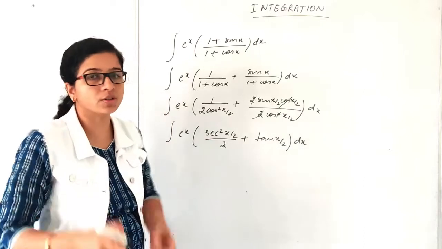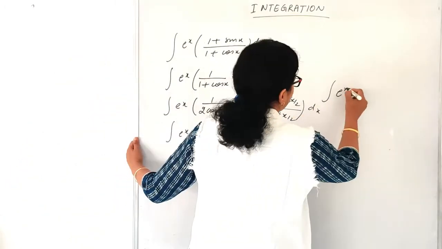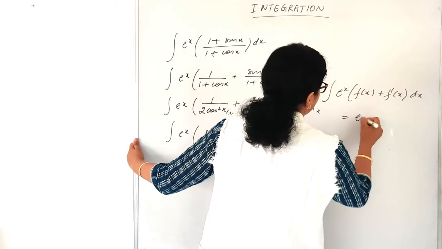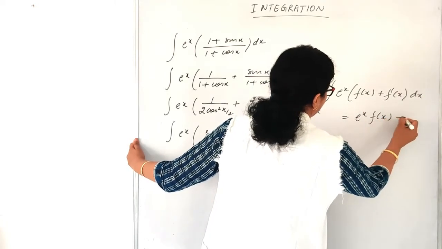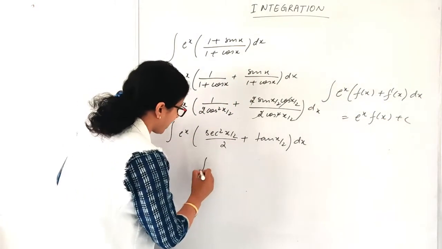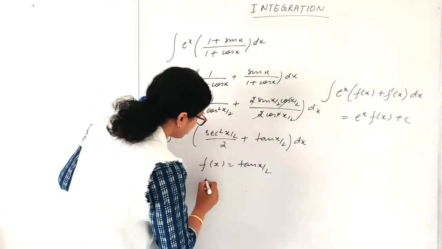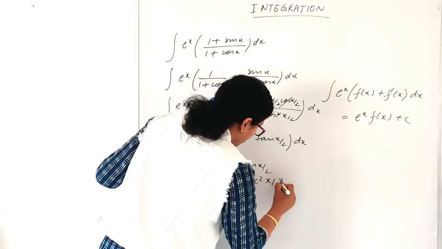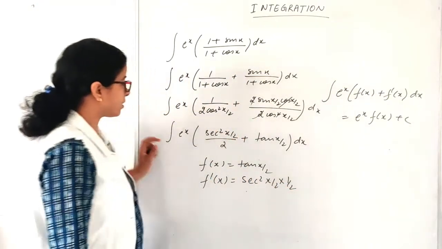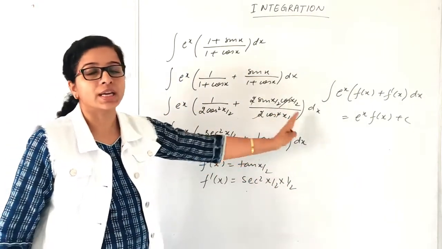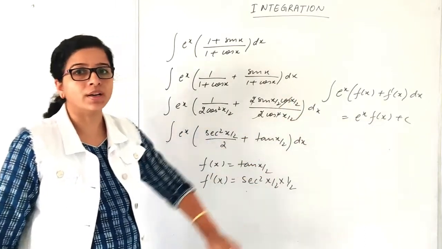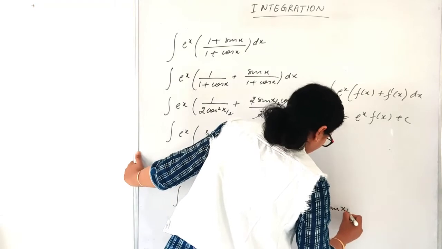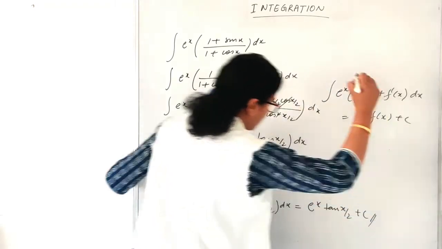So what should be the solution in that case? Look here, e^x (f(x) plus f'(x)) dx is always equal to e^x f(x) plus c. So what you are going to do, you will write here f(x) is tan x by 2, f'(x) is secant square x by 2 into 1 by 2. So my solution to this integrand should be e^x tan x by 2 plus c. So we can write here, this is the required answer.